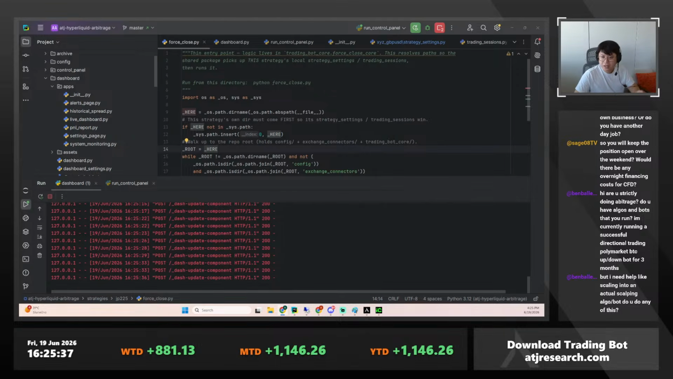Okay, we have another question. Hi, are you strictly doing arbitrage? Do you have algos and bots that you run? I'm currently running a successful directional trading Polymarket BTC up/down for 3 months, but I need help scaling into an actual scalping algo bot. Do you do any of this?